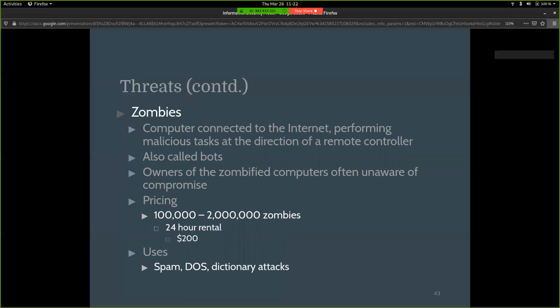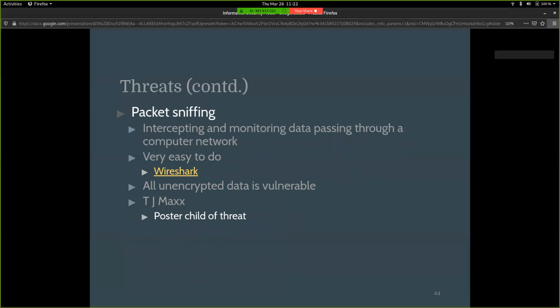We've talked about zombies in the past, unaware of being compromised, and we've talked about packet sniffing as well. And you guys have already used Wireshark to see some of that data.